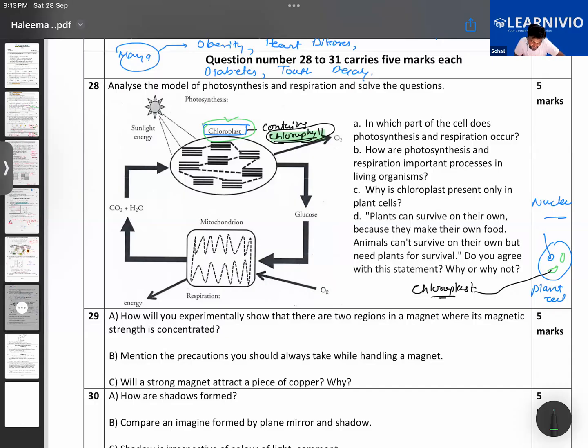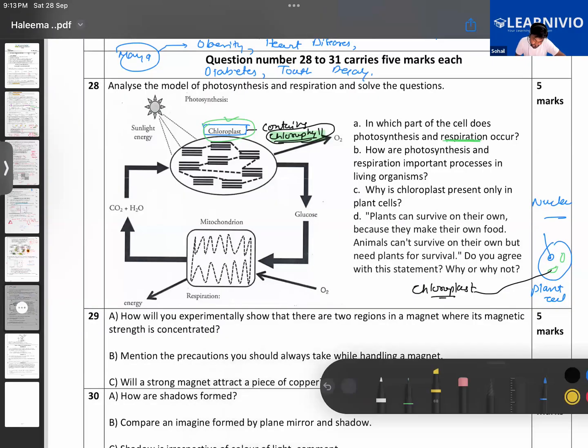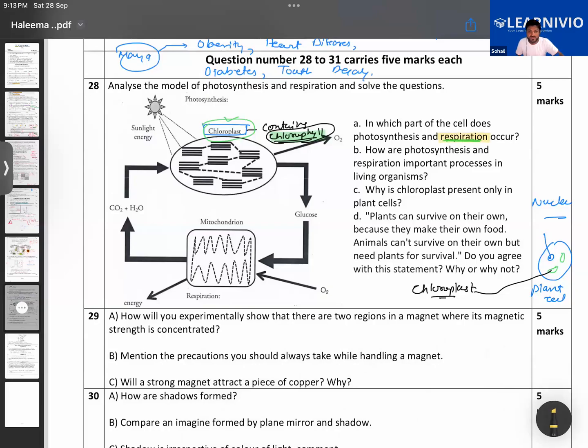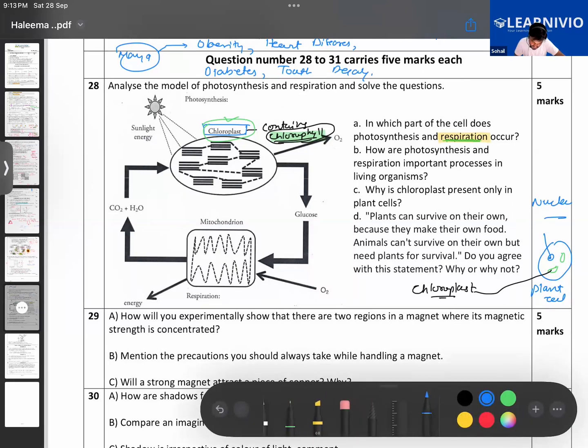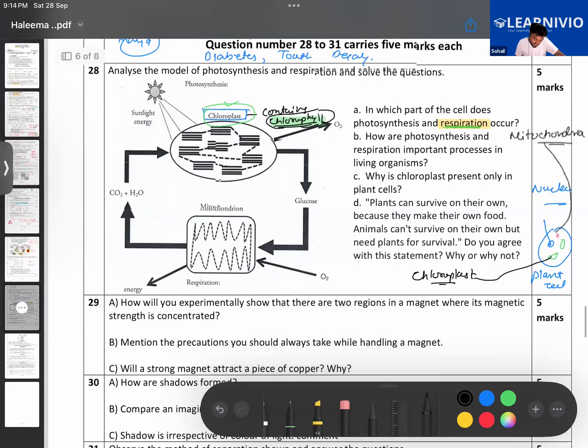What do we know about respiration? Several times we have discussed this. Where will respiration occur? It will obviously occur in the mitochondria. Mitochondrion or mitochondria, same thing. Mitochondria are often referred to as the powerhouse of the cell because they generate energy through cellular respiration.